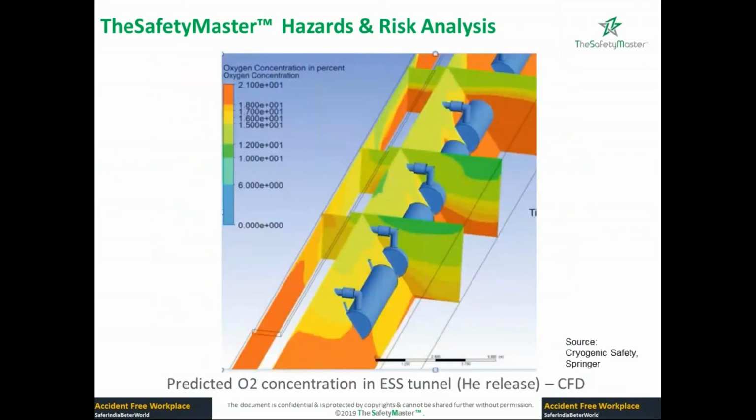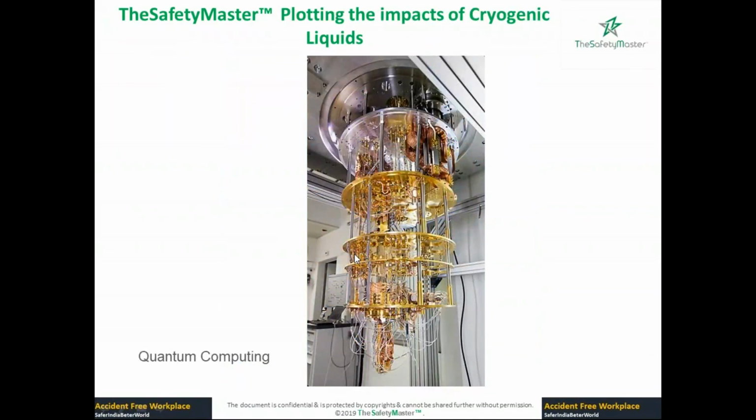You can also do the modeling. For example, this is a tunnel, and you can use ANSYS or CFD tools to find out where you have high concentration of oxygen and where the concentrations are low. So from this you'll know that in the area where the person is entering, concentrations are low. It means there has to be a ventilation system here. Now coming to the last part, the future impact of cryogenic liquids.